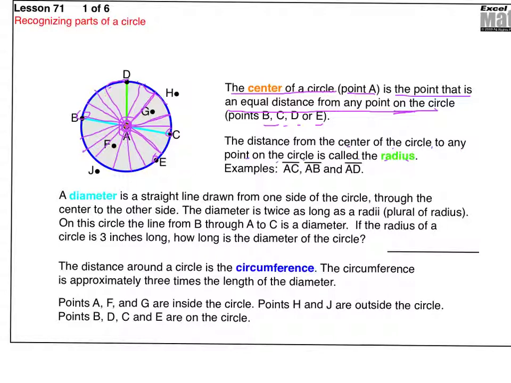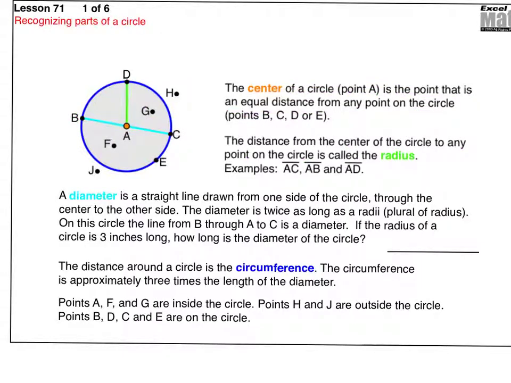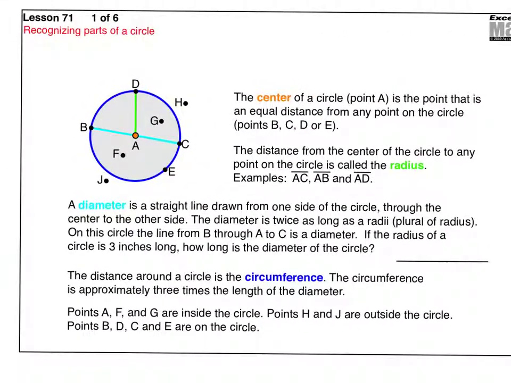So I'm drawing a bunch of radii. It goes from the center out to the outside edge. The distance, examples are AC, AB, and AD. Let me get rid of all this mess here. Let's try that again. AB is a radius, AD, AC. Notice they all involve the letter A because a radius has to involve the center of the circle.